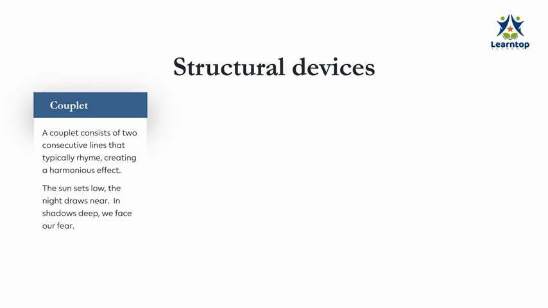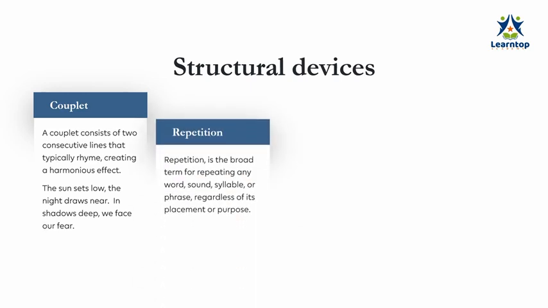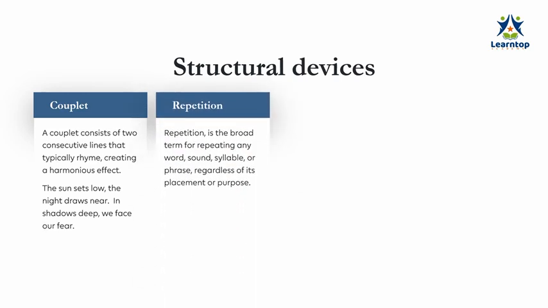Generally, these lines are summarized as a theme, which are generally rhyming. The second one, repetition, is a broader term where any word, sound, or phrase, regardless of its placement in the poem, is repeating. For example, any two or three words repeating anywhere in the poem stands for repetition.